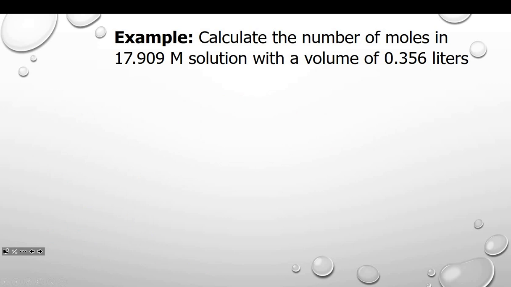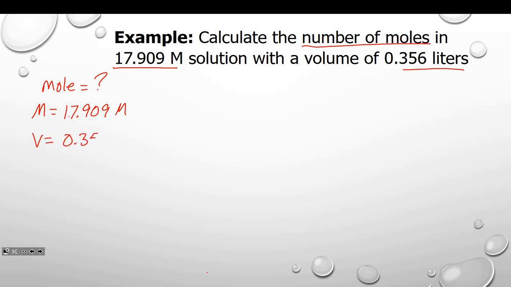Calculate the number of moles. This one's a little bit different. We're looking for moles this time. So mole is my question mark. Here's my concentration. Molarity is 17.909 molar with a volume equals 0.356 liters. Okay, so thinking back again, molarity was equal to moles divided by liters, and I want moles by itself. So moles are going to equal molarity times liters.